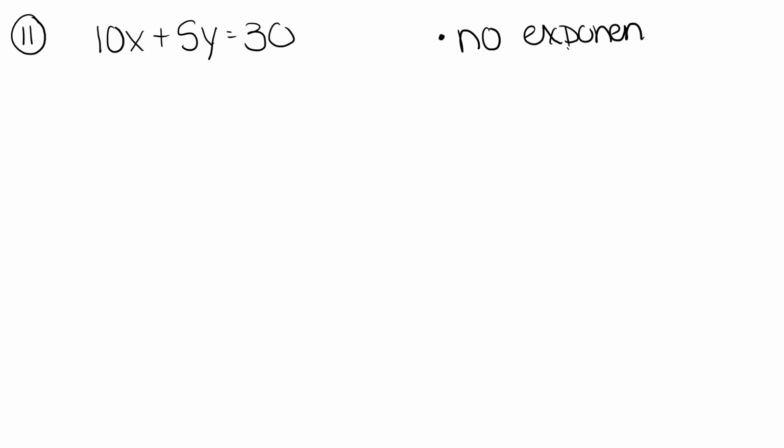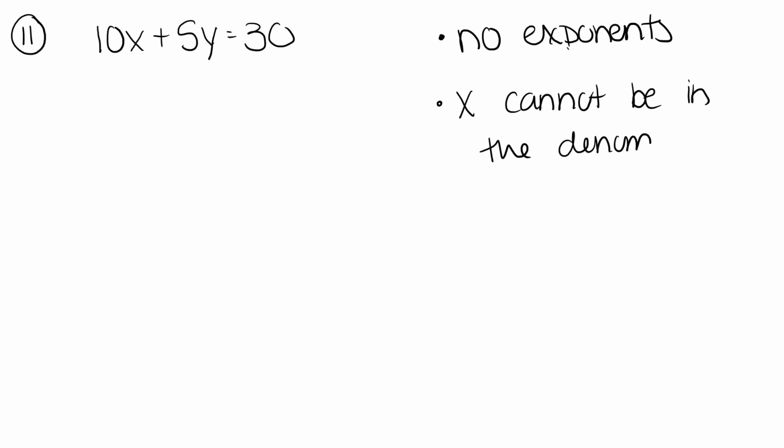For number 11, we're given the equation 10x plus 5y equals 30 and asked if it's linear or nonlinear. Now remember, when we're dealing with linear and nonlinear, there can be no exponents. So our equation is good there. We don't have any exponents. And if we have a fraction, x cannot be in the denominator. Since neither of those two things are happening, this equation is linear.